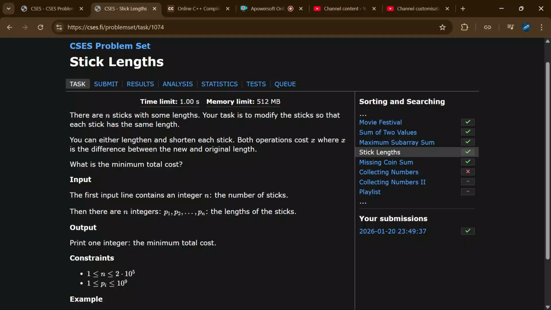Hello everyone. So now I will solve Stick Lengths of the CSES problem set. Let's jump to the problem statement. There are n sticks with some length. Your task is to modify the sticks so that each stick has the same length. You can either lengthen or shorten each stick. Both operations cost x, where x is the difference between the new and original length. We have to find the minimum total cost.